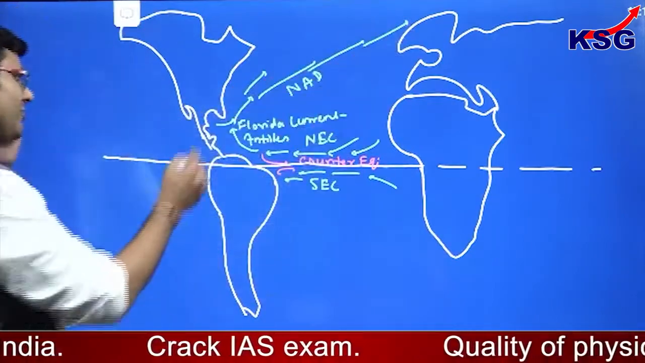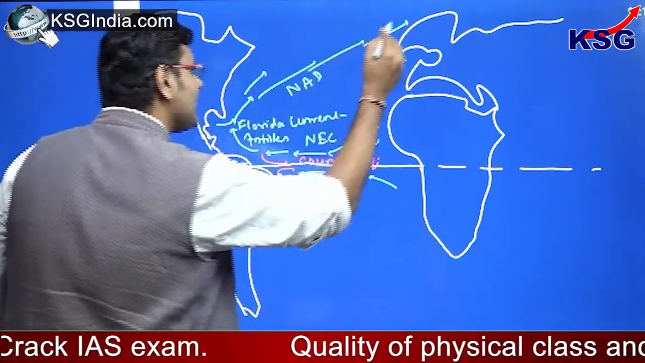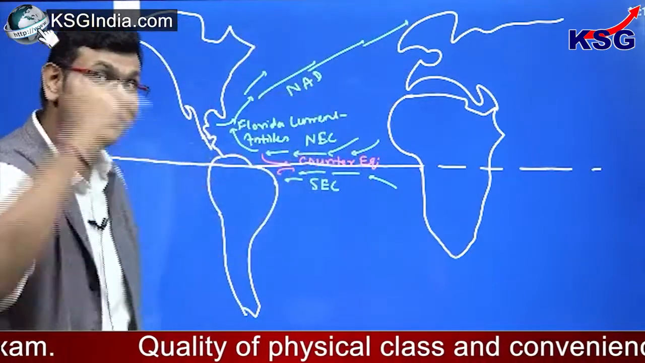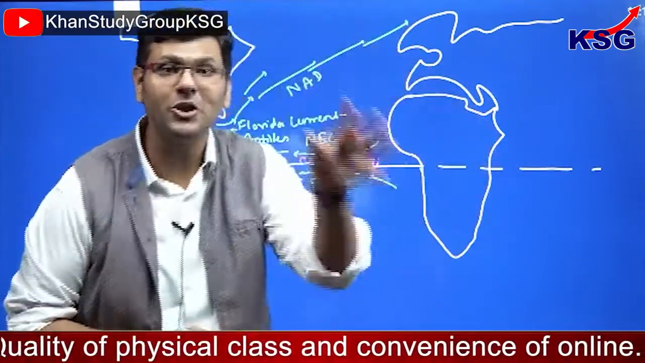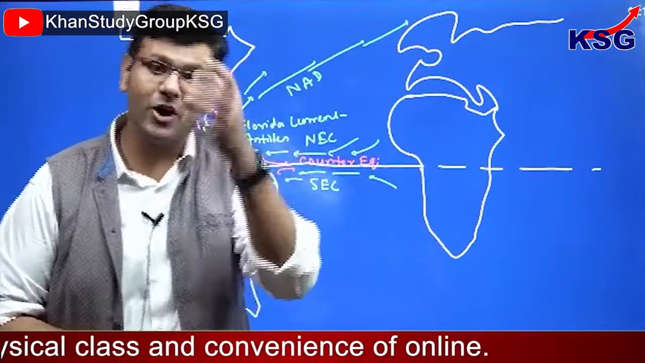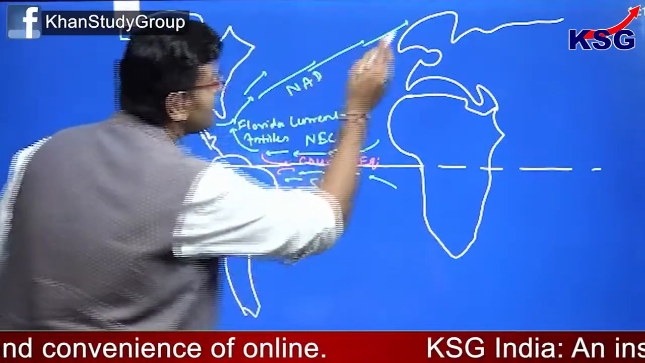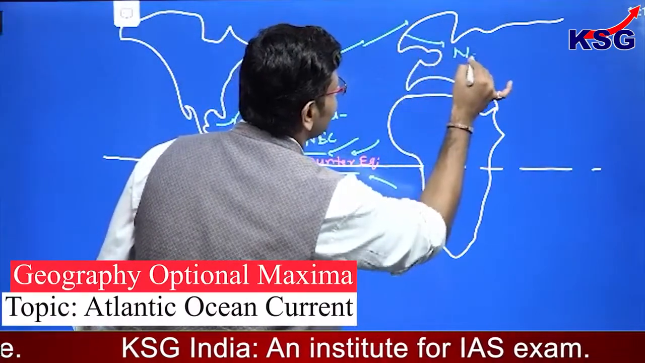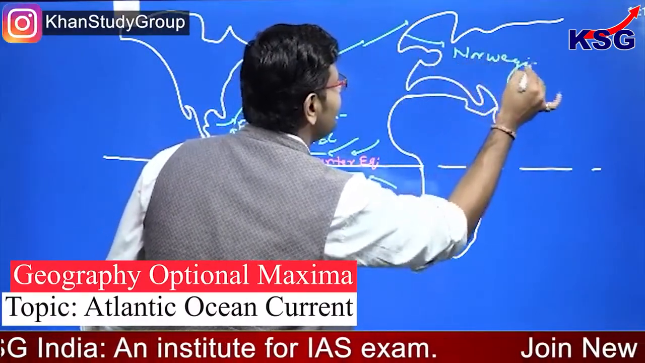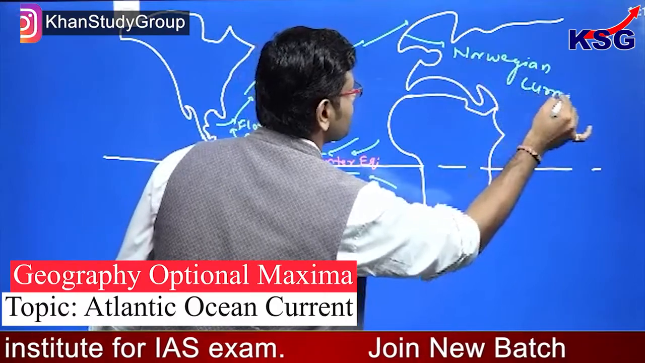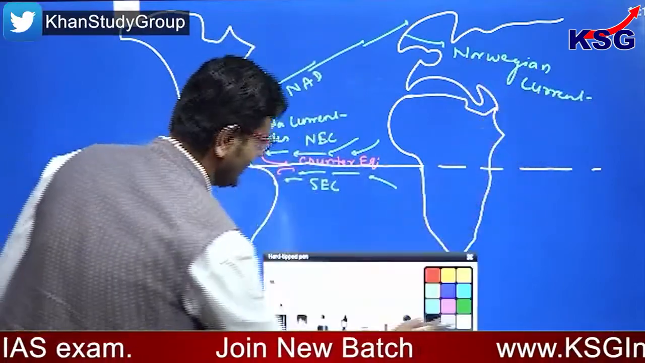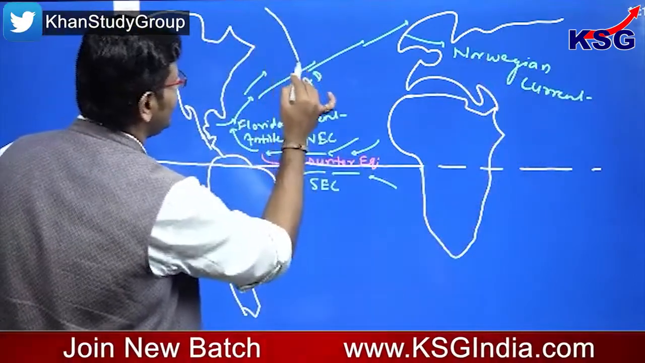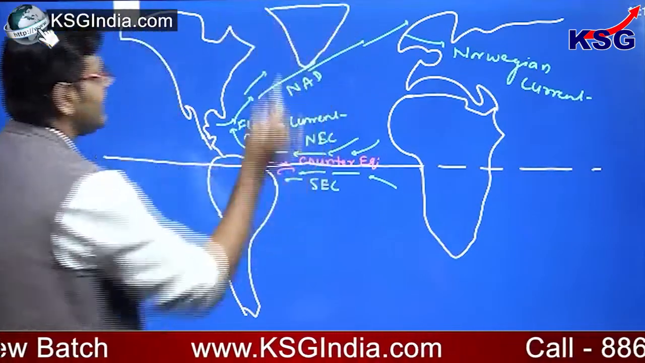So the warm water of these areas reaches up to the areas of Norway, Finland, and the ports over there. They are frost free because of this warm current that has come here. The name of the current here is the Norwegian current. We have the presence of Greenland here.